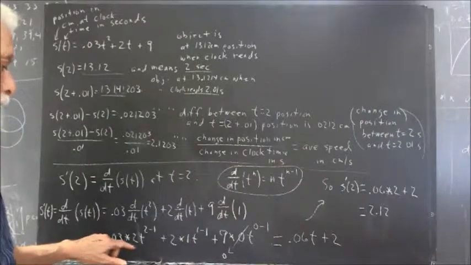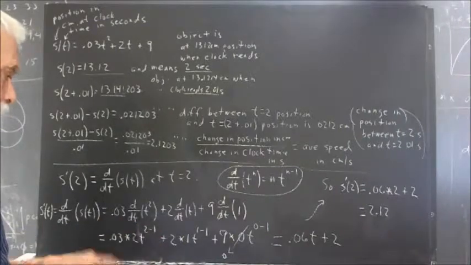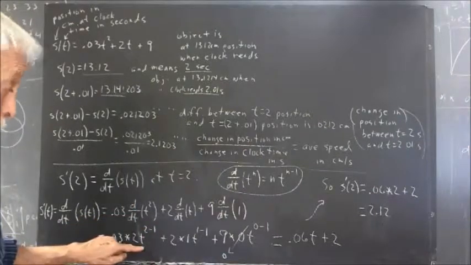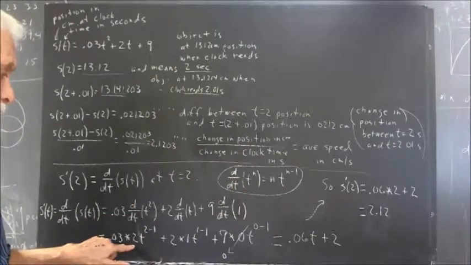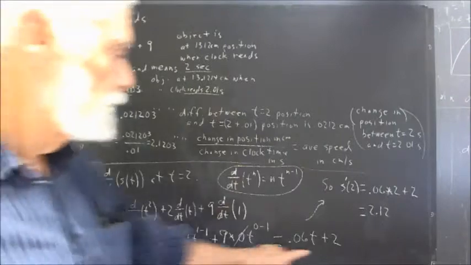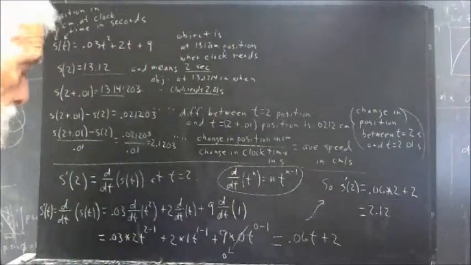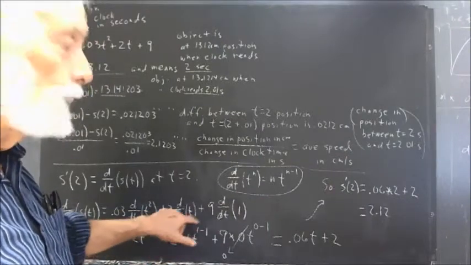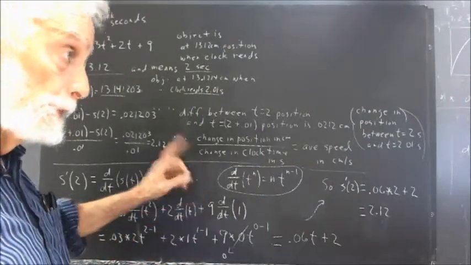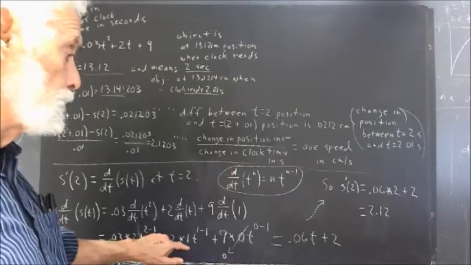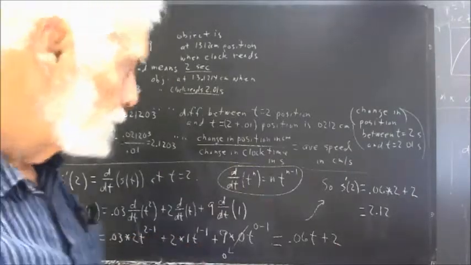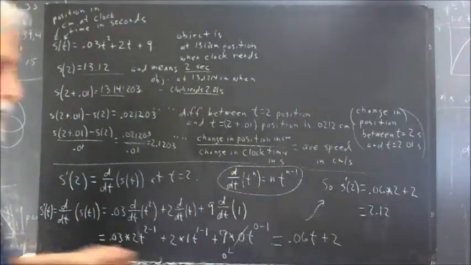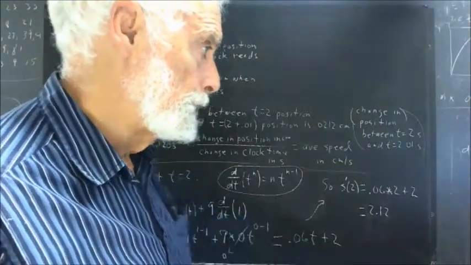Now, 0.03 times 2t to the 2 minus 1, well, t to the 2 minus 1 is just t to the 1, which is t. 0.03 times 2 is 0.06, so this term gives us 0.06t. 2 times 1 times t to the 1 minus 1, well, t to the 1 minus 1 is t to the 0, which is just 1. So this is just 2 times 1 times 1, which is, of course, just 2. So we've calculated that s prime of t is 0.06t plus 2.